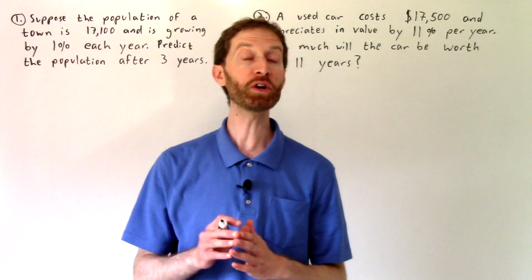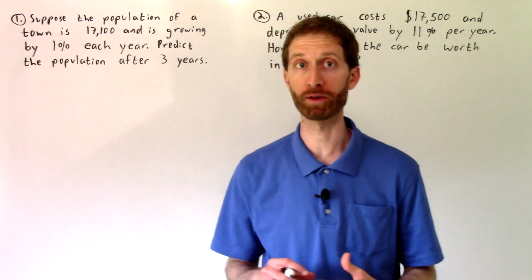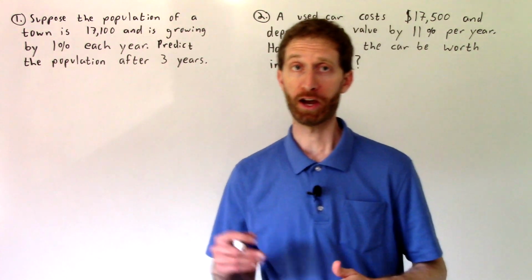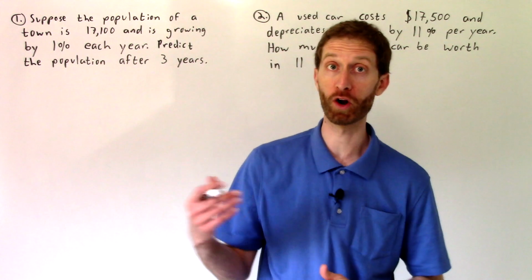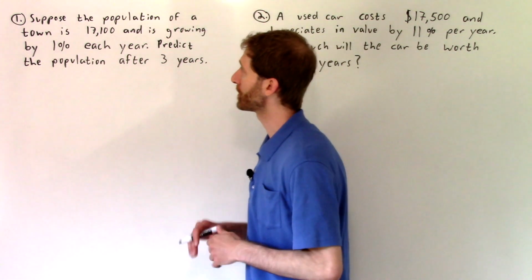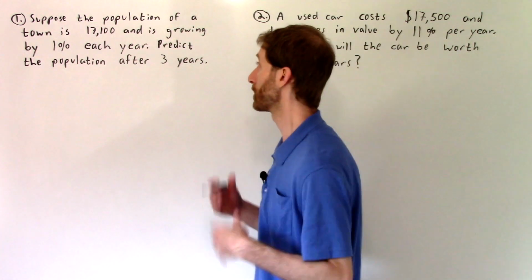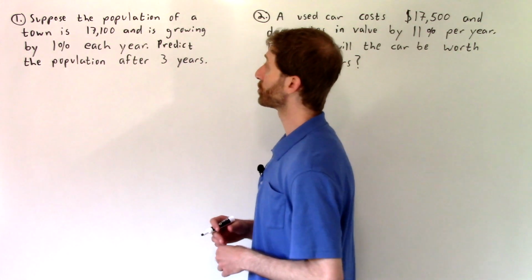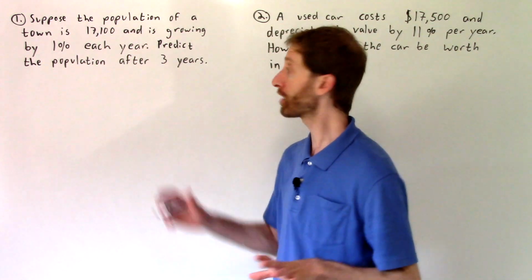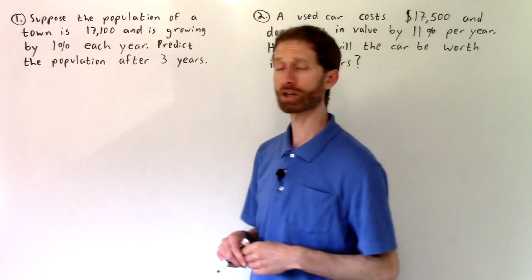In this video, we are going to go over exponential growth and decay word problems, or sometimes known as how things grow and depreciate, or appreciate and depreciate. Let's check it out. So in number one, it says, suppose the population of a town is 17,100, I'm assuming that's people, and is growing by 1% each year. So that growing means that we are increasing by 1% each year. Predict the population after 3 years.